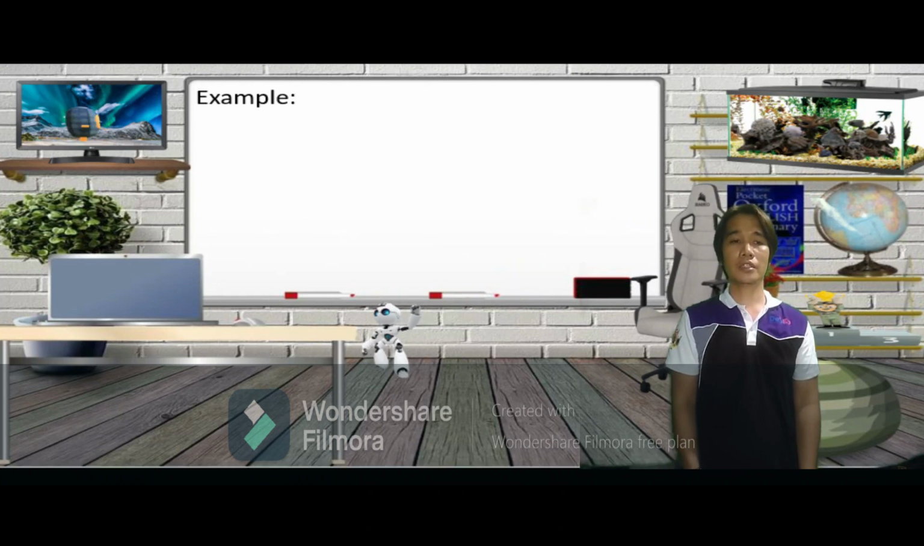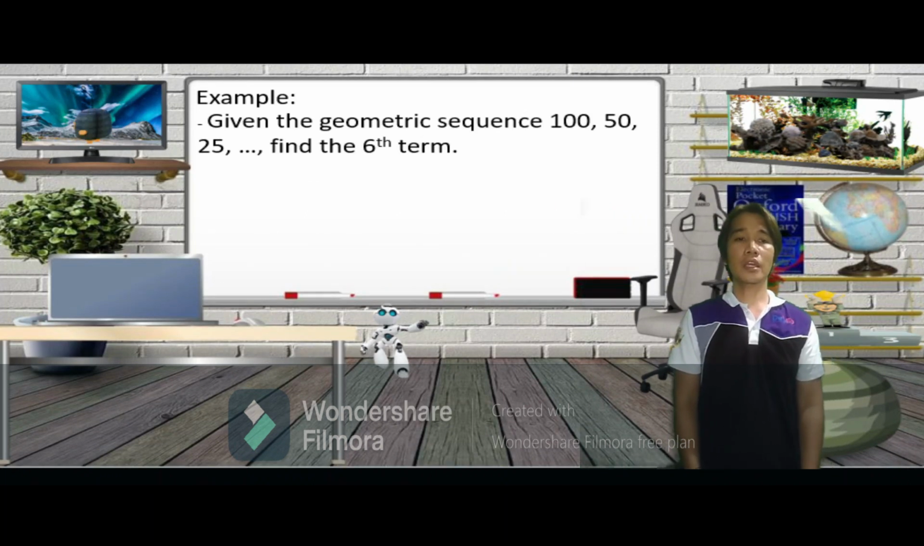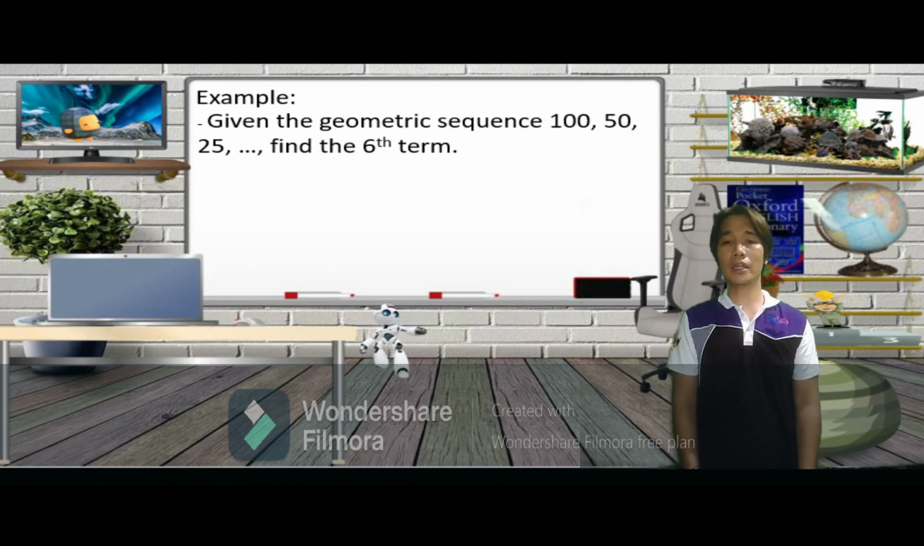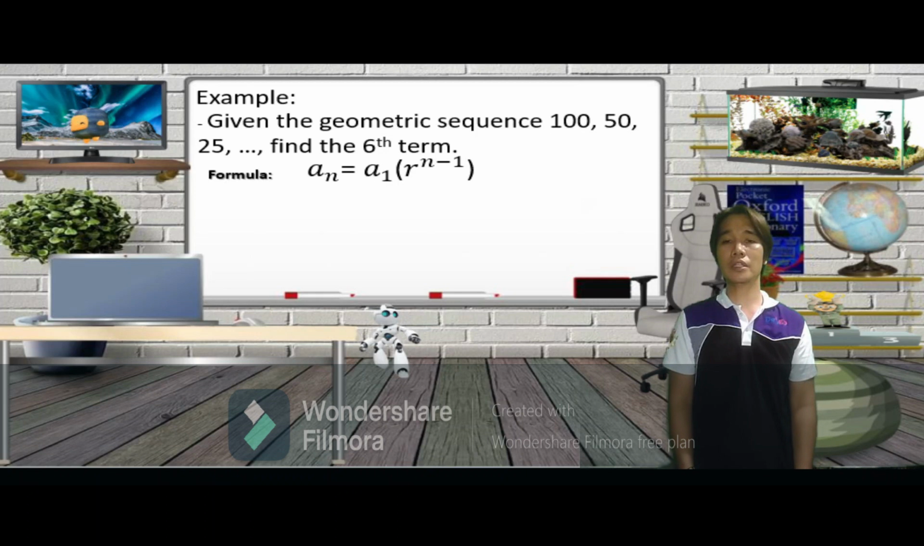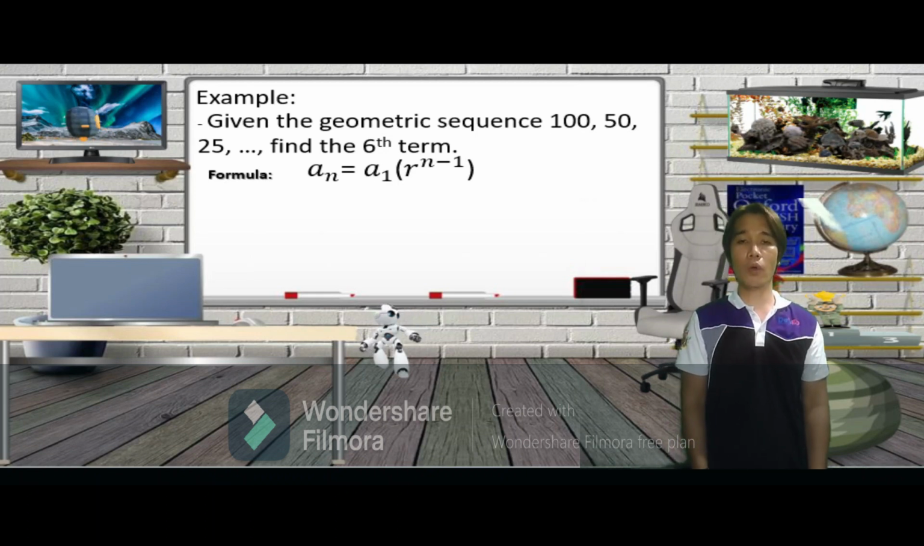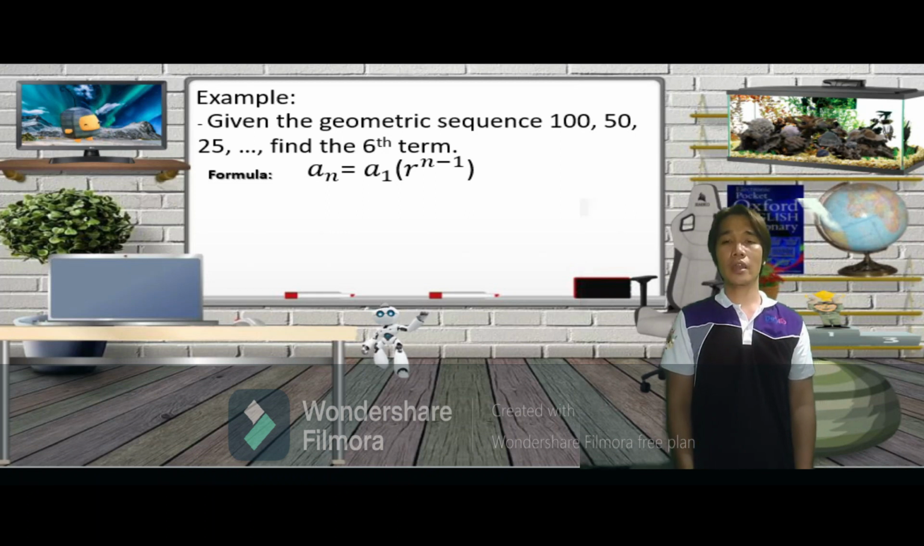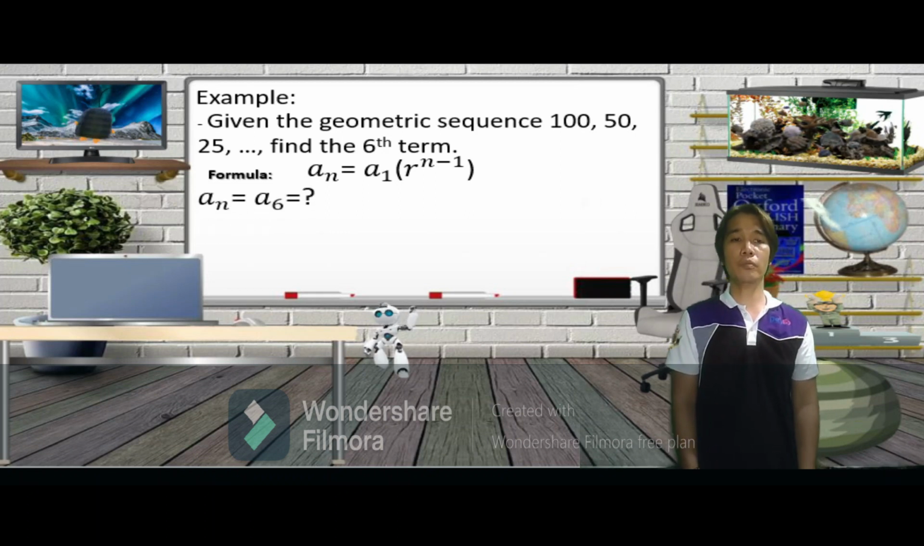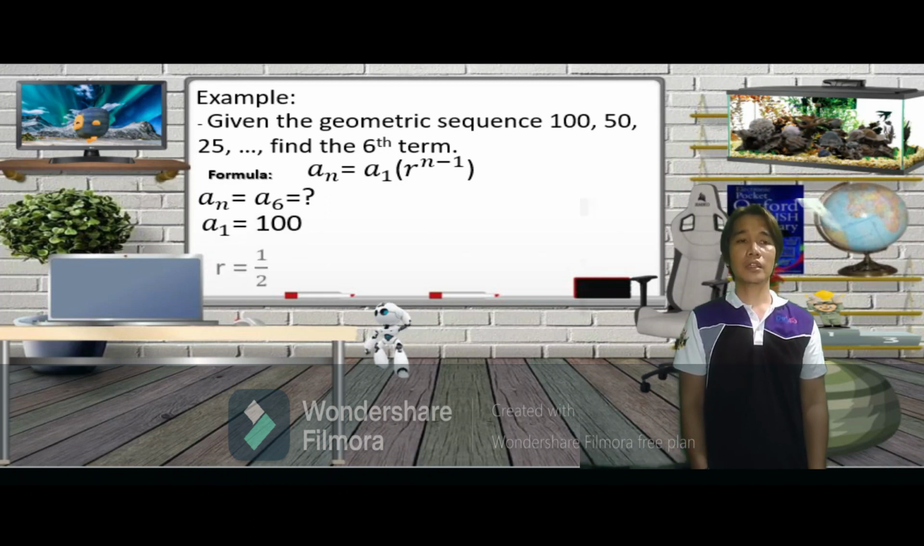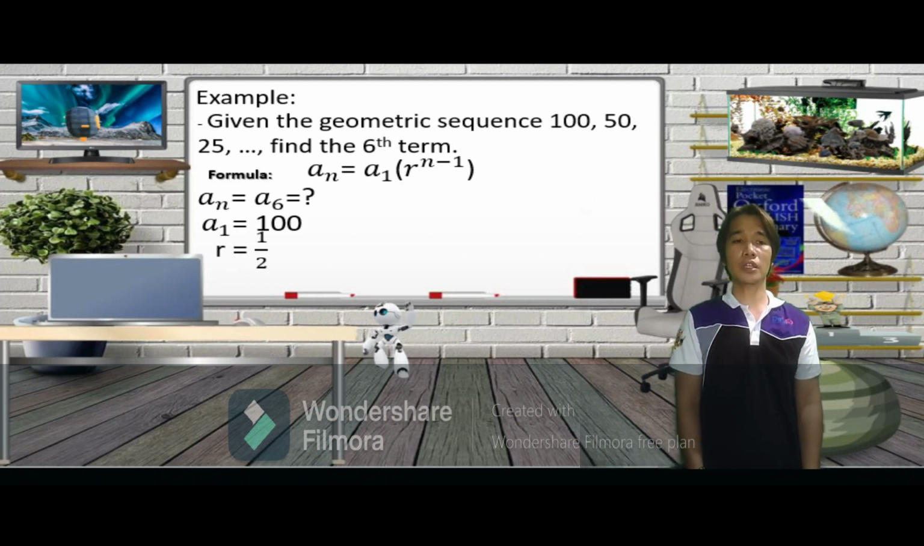Okay. Let's have another one. Given the geometric sequence 100, 50, 25, and so on, find the sixth term. So we have again the formula: a sub n is equal to a sub 1 multiplied by r raised to n minus 1. So we are looking for the sixth term, so we have a sub 6. Then given our a sub 1 is 100. Then we have our common ratio, that is 1/2.